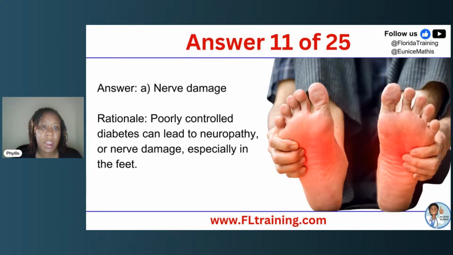A, nerve damage. If you chose A, you are absolutely correct. Poorly controlled diabetes can lead to neuropathy or nerve damage, especially in the feet.